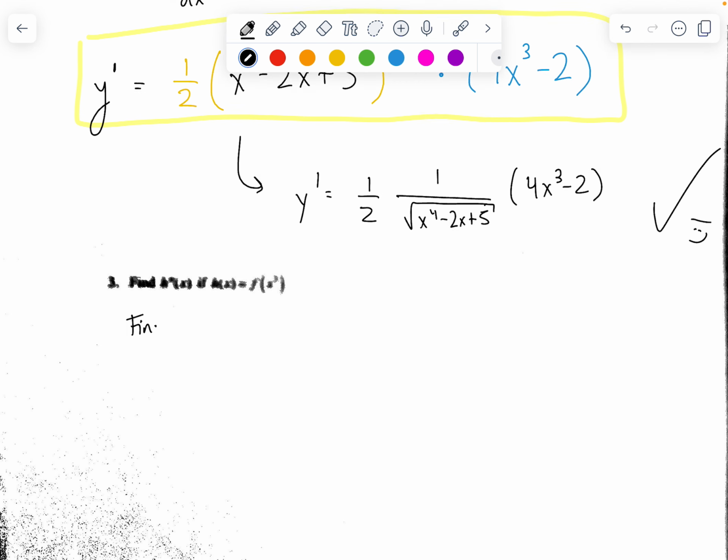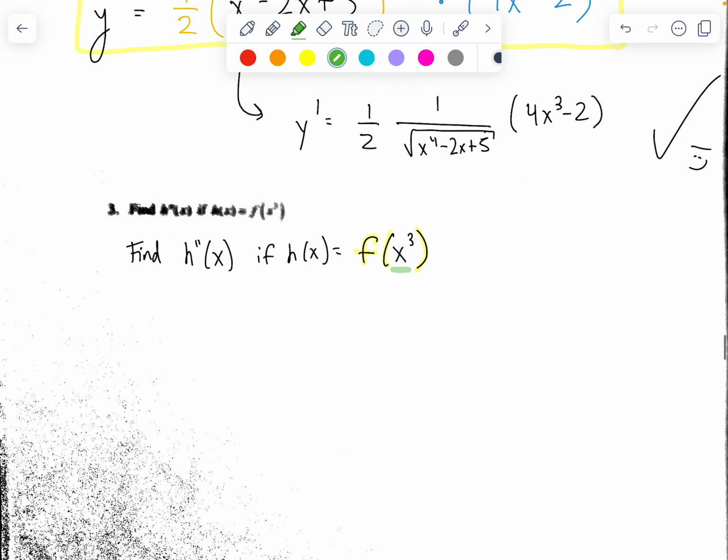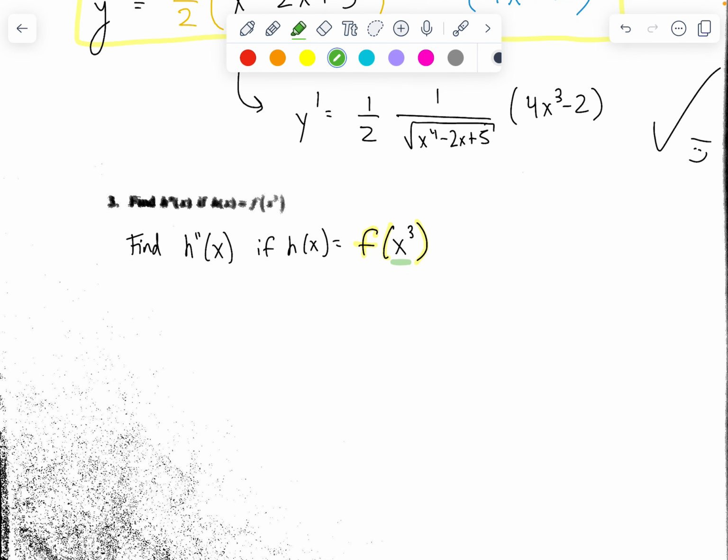Find h double prime of x, so it's the second derivative, if h of x equals f of x to the third. So kind of like before, you have the f function, and then you have the g, which is what's inside. Kind of like, I have the g inside of me. I'm just an absolute dog.